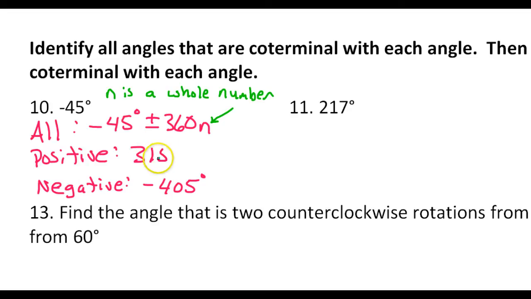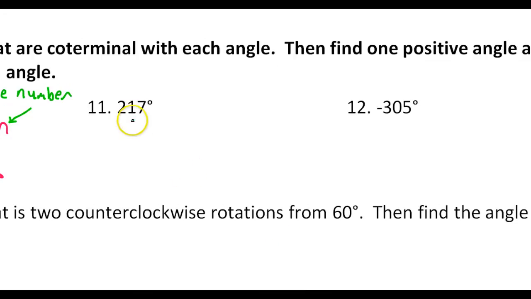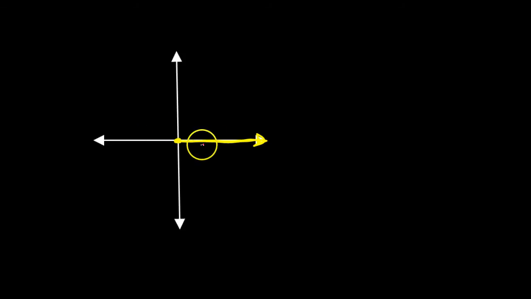Alright, so 315 degrees. Let's look at a couple more of these. Number 11, 217 degrees. When I do these angles, I always look at my quadrantal angles as I go around. So I'm shooting for 217 degrees.